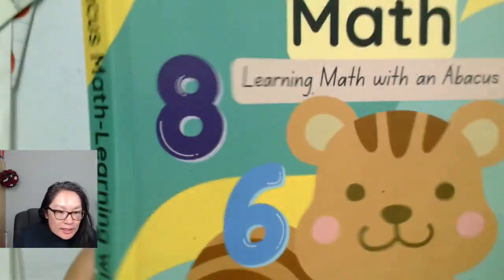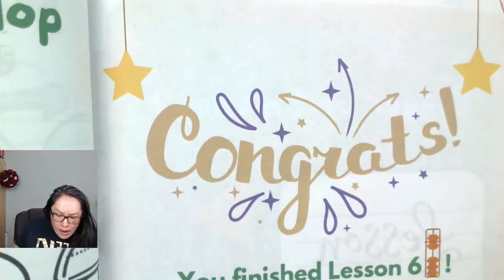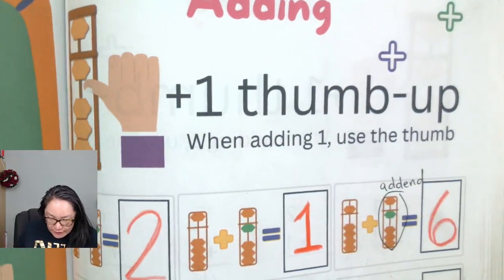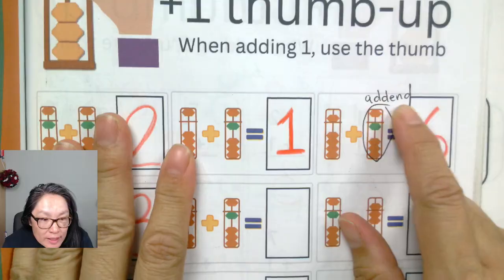Okay, the first thing we're going to do is understand how to move the beads. This is different in abacus world, because we need to understand that we're going to be doing the add-in.